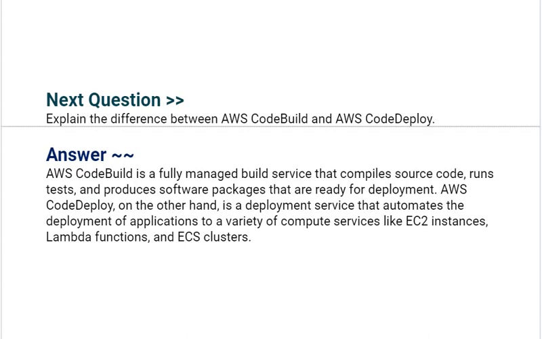Our next interview question is: explain the difference between AWS CodeBuild and AWS CodeDeploy. Your answer should be AWS CodeBuild is a fully managed build service that compiles source code, runs tests, and produces software packages that are ready for deployment. AWS CodeDeploy, on the other hand, is a deployment service that automates the deployment of applications to a variety of compute services like EC2 instances, Lambda functions, and ECS clusters.